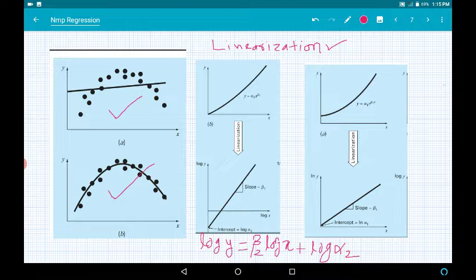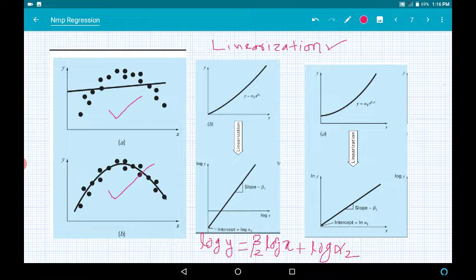Now to fit a curve, the regression methods are different. One way is to use polynomial regression, which we will learn very soon. Apart from that, there is a simple technique called linearization. So what we'll do is take a curve and linearize that curve, and then we will use our standard technique which we have used earlier.